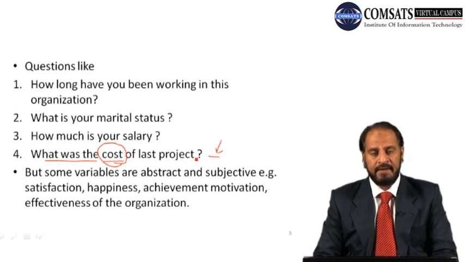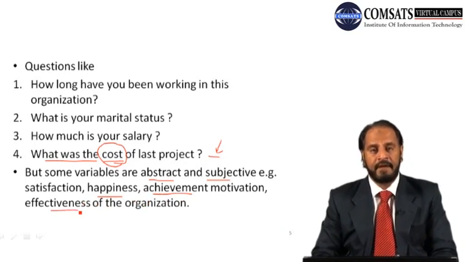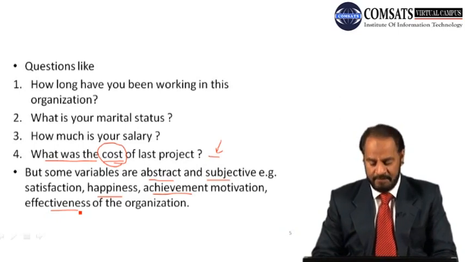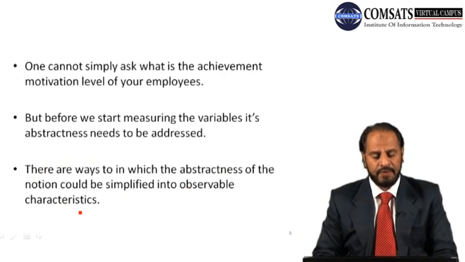But some, as we said earlier, are abstract or subjective concepts which don't have a precise unit of measuring, such as happiness is one example. Another example is achievement motivation. Effectiveness is another one. All these, if you look at them, are a bit difficult to measure because there is no absolute measure of happiness or an absolute measure of motivation or absolute measure of satisfaction. So this is a challenge we are facing.